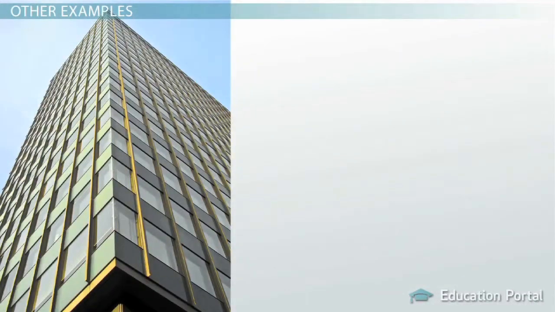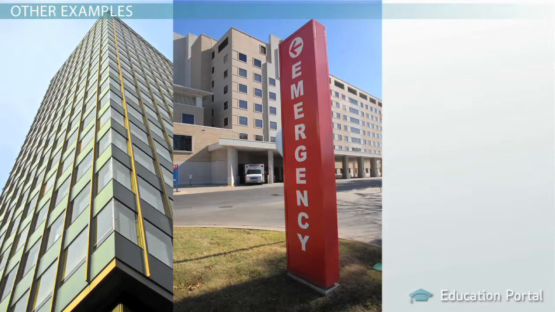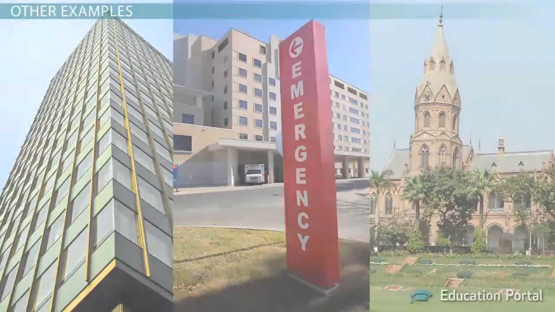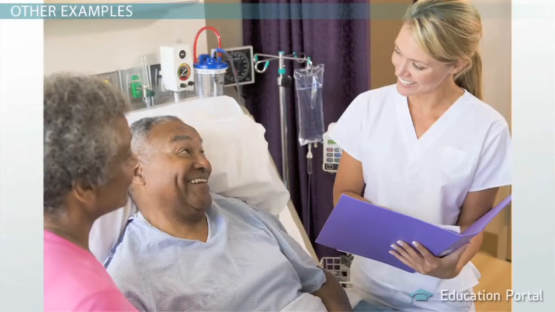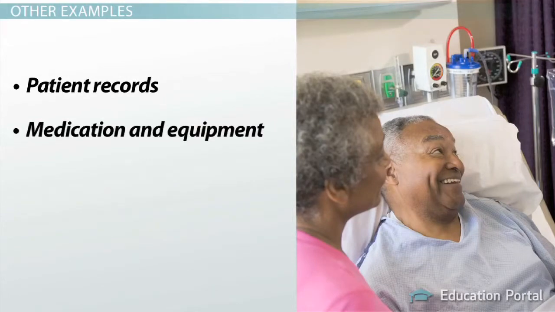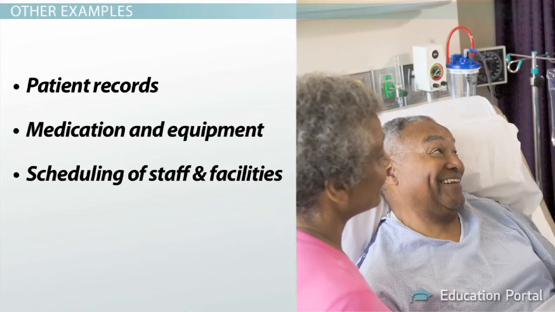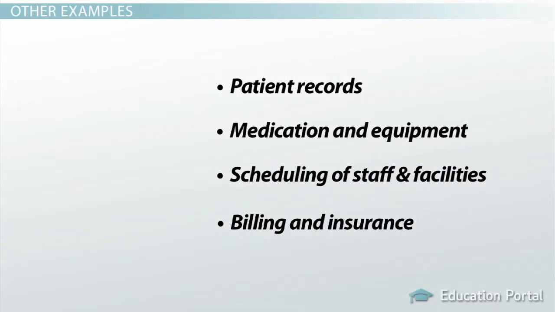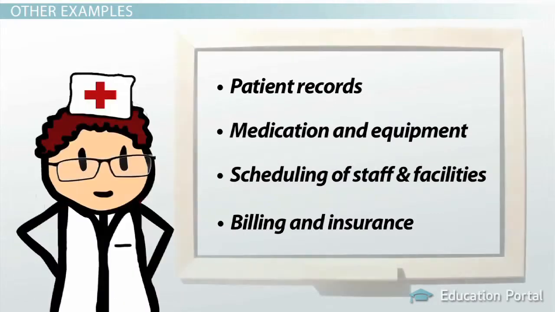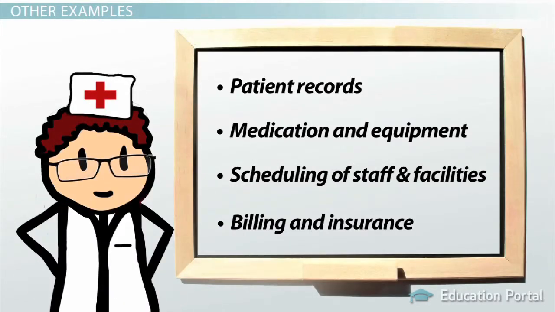You can select almost any organization and think of the various data being used and how they support decision-making. Consider a hospital. Databases used by a hospital would include patient records, medication and equipment, scheduling of staff and facilities, billing and insurance, and many others. These data are used to make decisions on how to treat patients, sometimes literally life and death decisions. Without accurate and readily available data, it would be much harder for nurses and doctors to do their jobs.